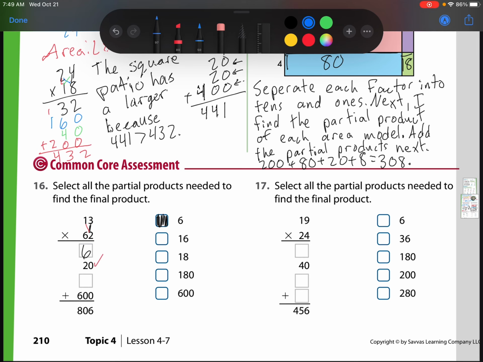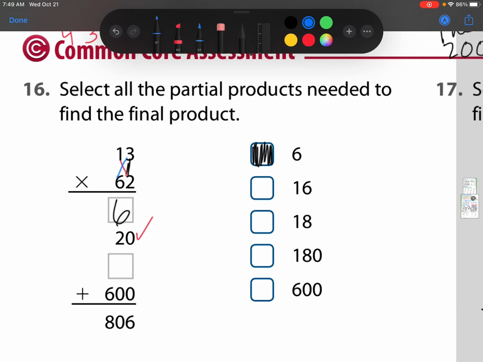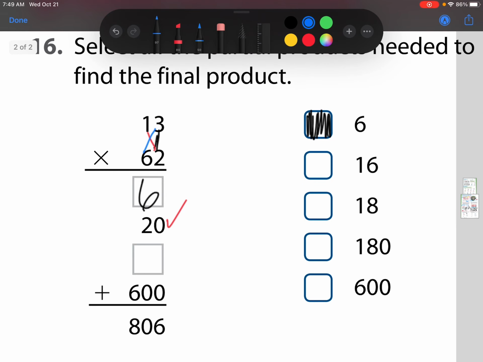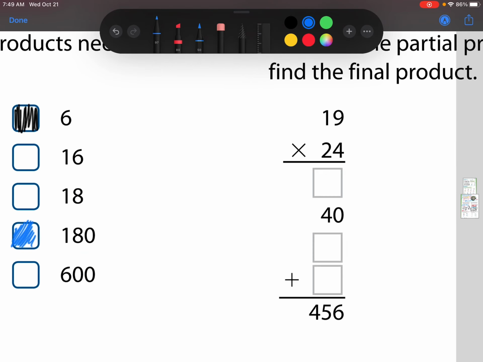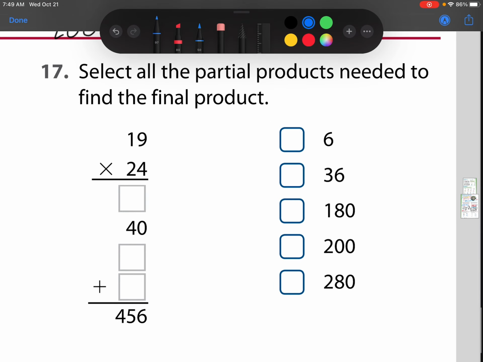So next should be 6 times 3, which is 18. But do you notice the problem? They put 18 here to trick us. It's actually not 18. Remember, this 6 is in the tens place value, so I have to add that 0. So now, our real answer has arrived. So those are the two that we should have checked. Let's see if number 17 follows that same structure, that same pattern.